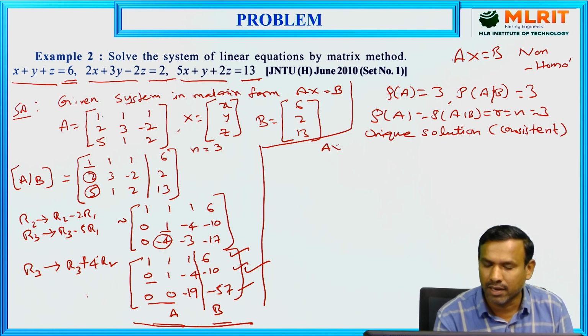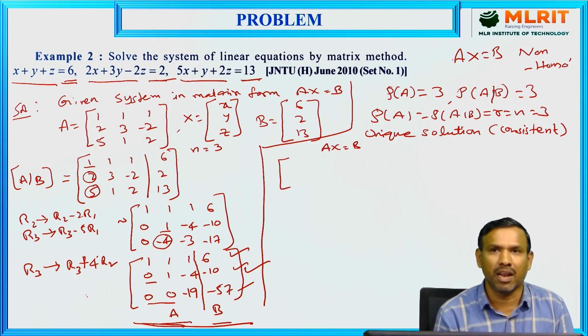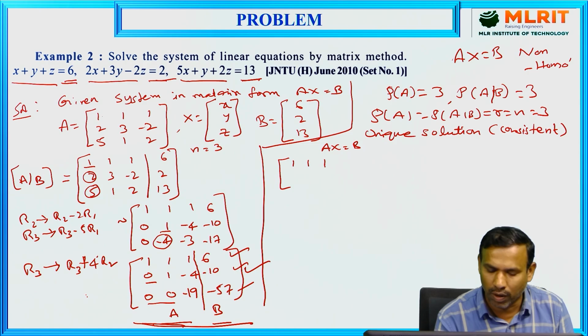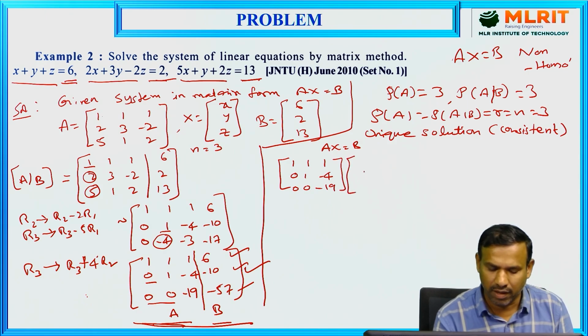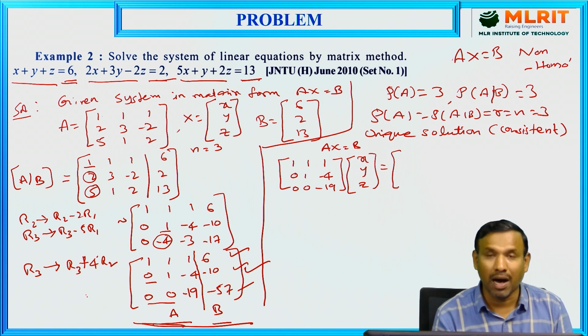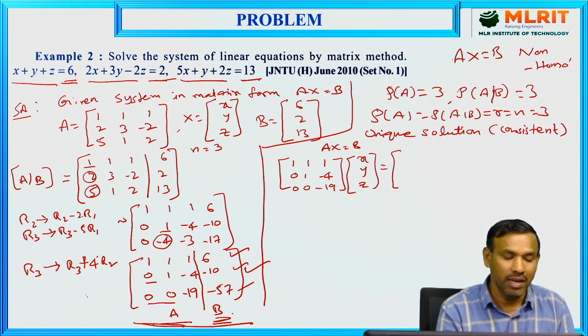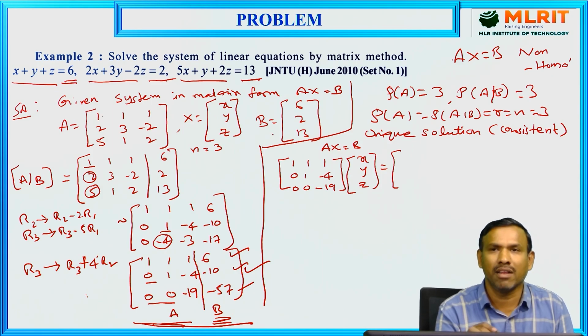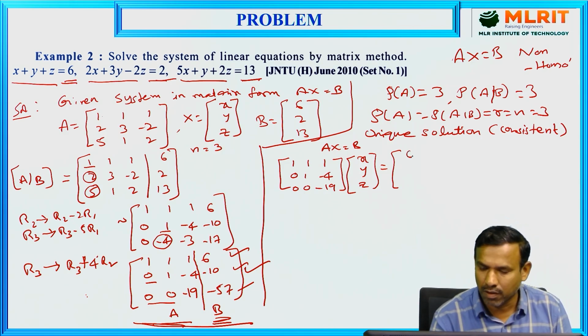So we take the system AX is equal to B. Here A means the transformed A from the last step, so that we have 1, 1, 1, next 0, 1, minus 4, 0, 0, minus 19, into X, where X means x, y, z. B means the RHS matrix, so the new transformed B, not the initial B. If you take the initial B again, you can't solve. Here some zeros are there, easily we can solve, and some variables are reduced here, right? So 6, minus 10 and minus 57.